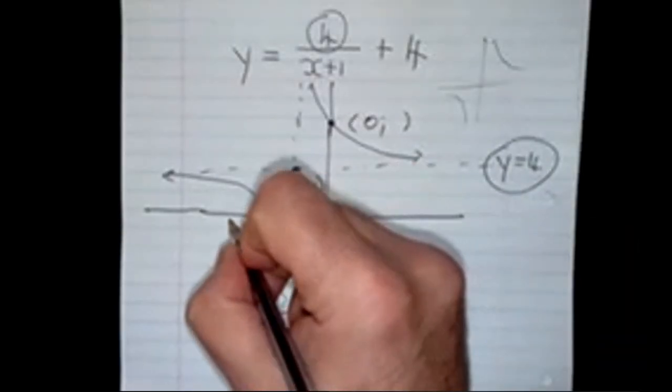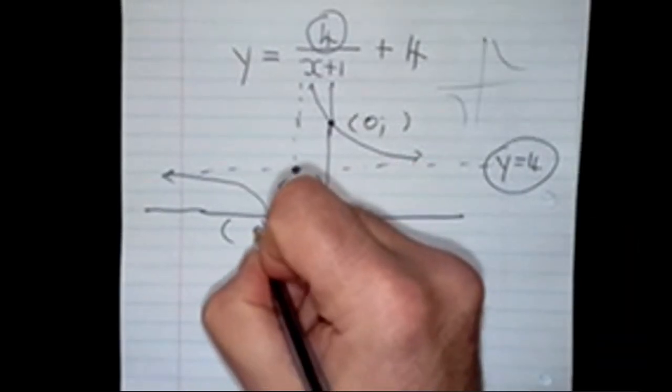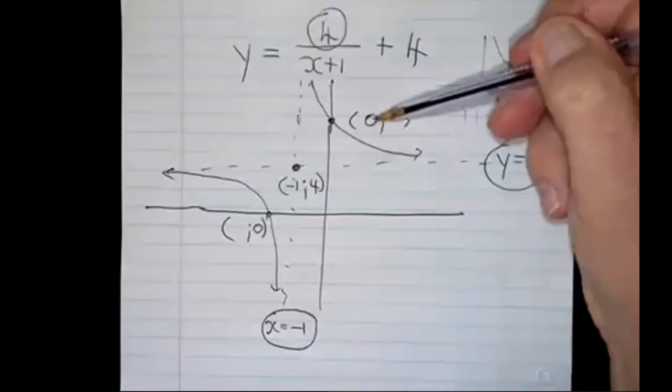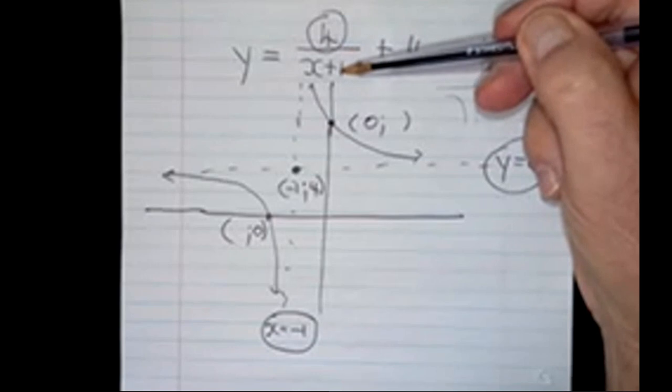On that line, y is naught. So we make x 0, naught, 0. So 4 divided by 1, that's 4, and another 4, that's 8. Sorry about that, that's easy peasy.